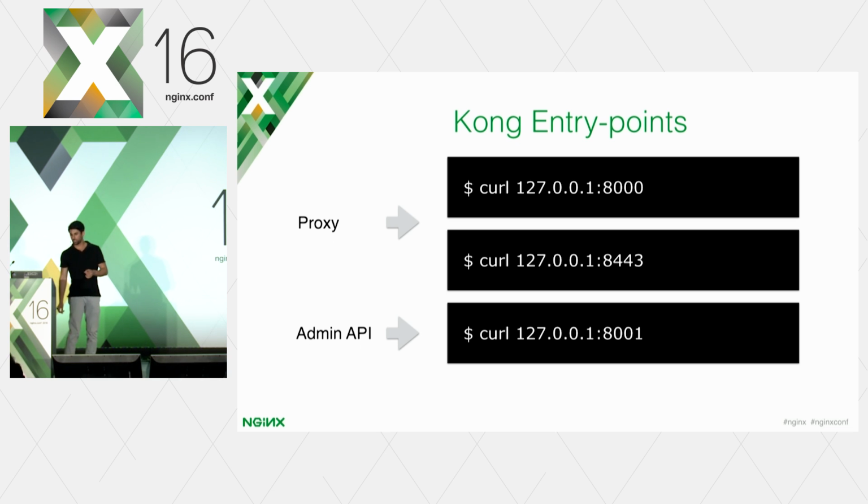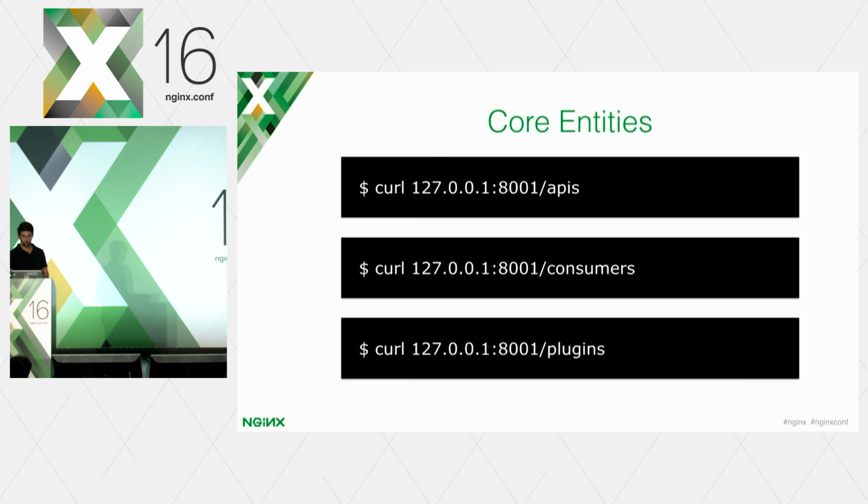And there are 2 main entry points for Konk. One, it's what we call the proxy entry point, which means consumers and clients that want to consume the upstream services will be able to do that through, by default, port 8000 or 8443, which is the SSL port. And then you have the admin API, which is available on a different port, 8001, and that's the API you can use for doing pretty much everything you have to do on the system. After this presentation, I will show you quickly how to use Konk using the terminal.